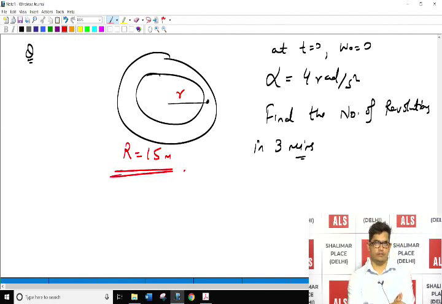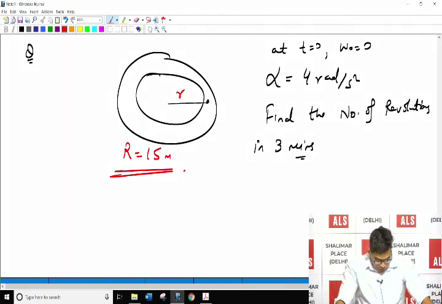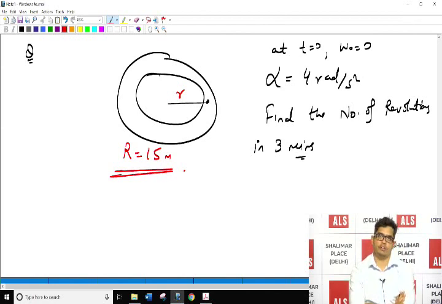Understood the question? The radius is not at all required. Angular acceleration is 4 radian per second square. Find the number of revolutions made in 3 minutes. A very simple, straightforward question. R is given to confuse you.